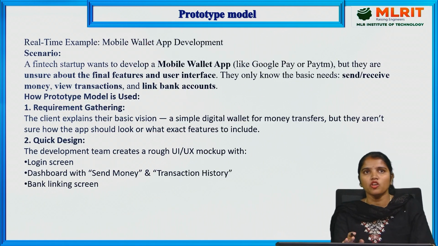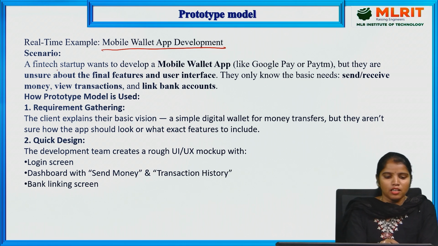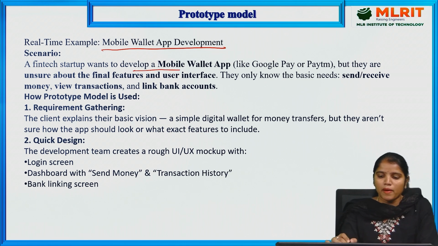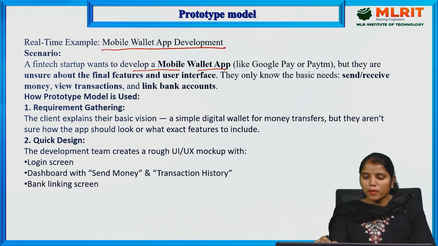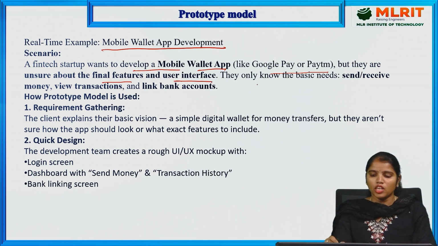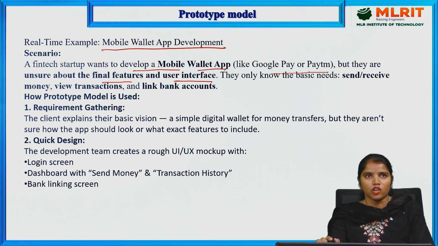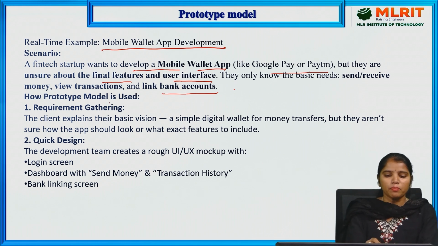For this also, I have taken one real-time example, that is mobile wallet app development. For this, let us take one scenario. A fintech startup wants to develop a mobile wallet app like Google Pay or Paytm or PhonePe, but they are unsure about the final features and user interface. They only know the basic needs: how to send or receive money, view transactions, how to link the bank accounts. Only the user may know these details. How is the prototype model used?